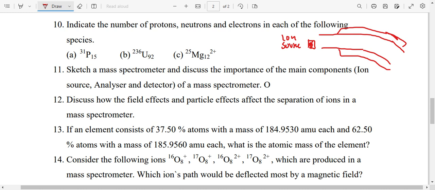What we want to discuss here is specifically the ion source, the analyzer, and also the detector. At this point, of course, I've already shown the magnet. One part is going to be negative, the other part of the magnet is going to be positive, like that. We are going to have a magnetic field caused by the magnet. At the end, we are going to have the detector at this very end here.